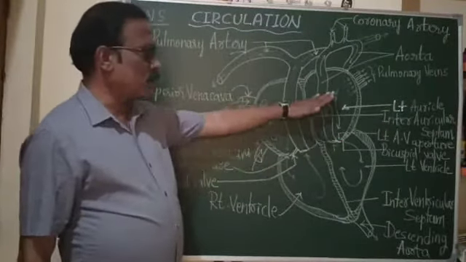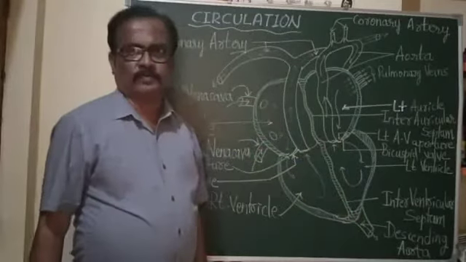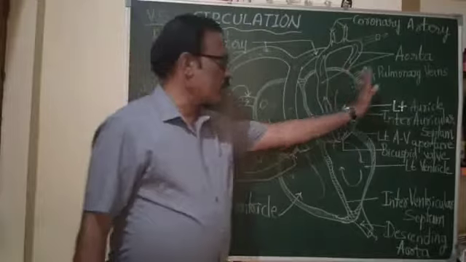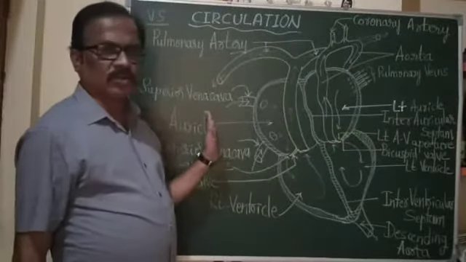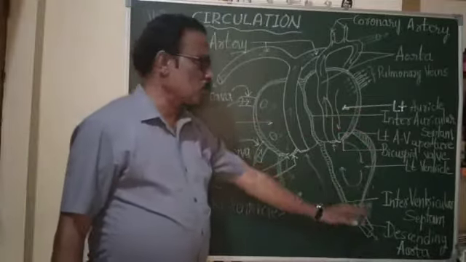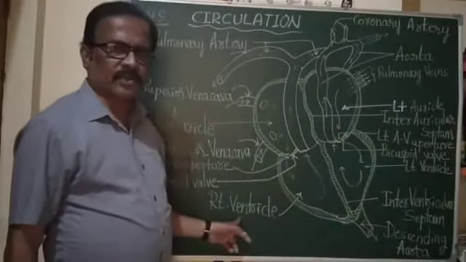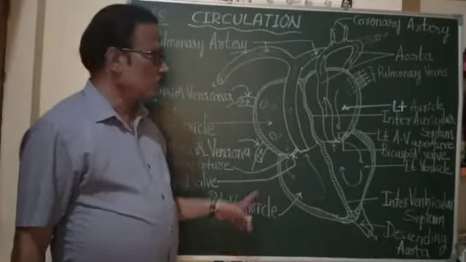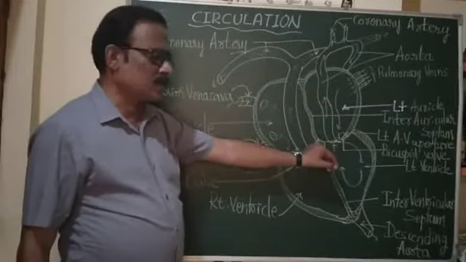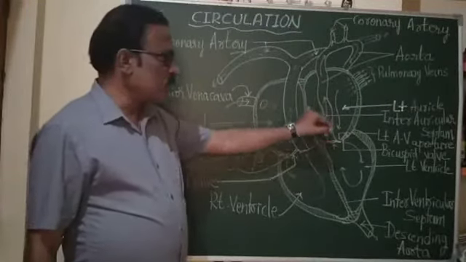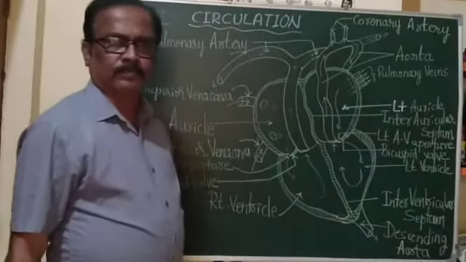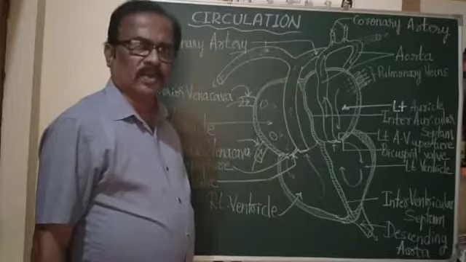Upper 2 are auricles and lower 2 are ventricles. Upper 2: left auricle and right auricle. Lower 2: left ventricle and right ventricle. The 2 auricles are separated by a muscular septum called the interauricular septum.